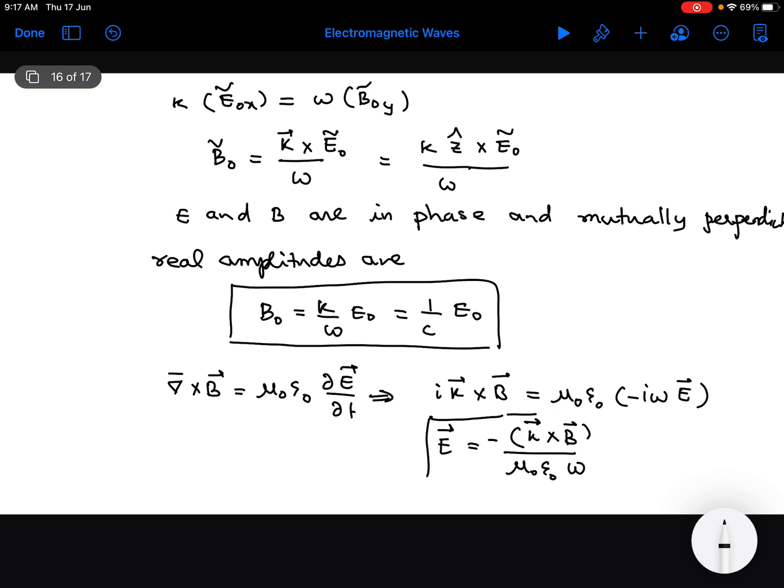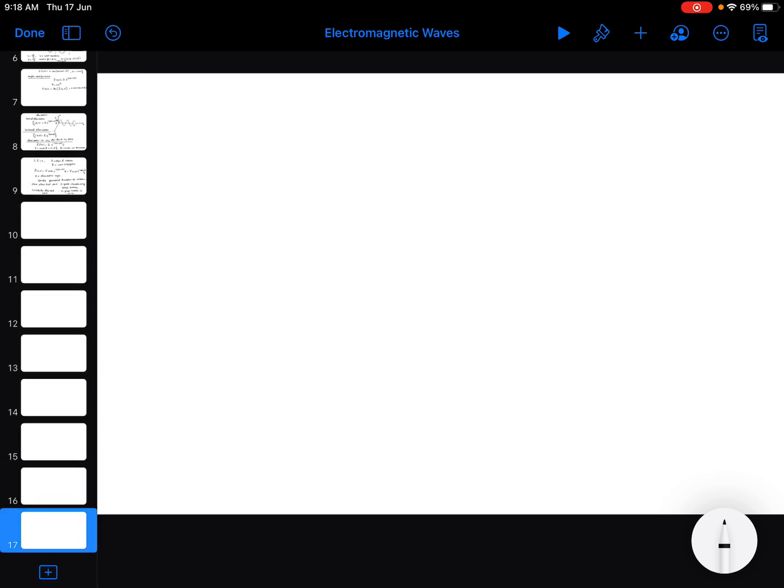Suppose the wave direction is given to you and the direction of the magnetic field is also given to you. You can fix the direction of the electric field. So this is applicable only for plane waves, and similarly this is also applicable for plane waves. Remember, this is very important. Now we look at one or two problems.